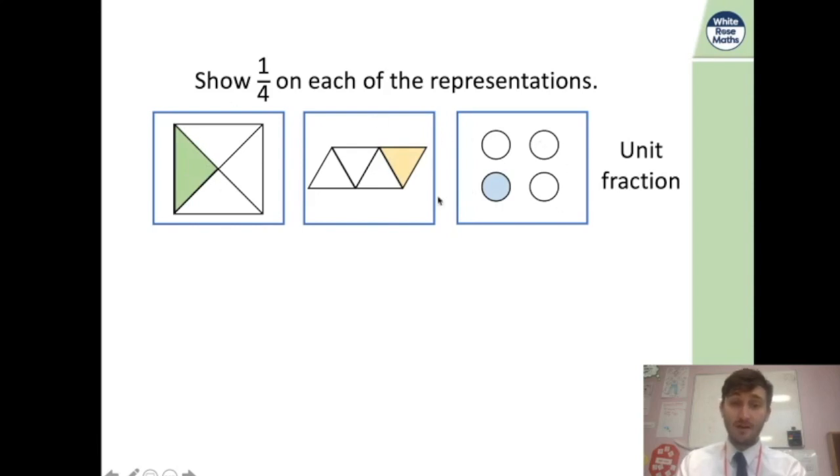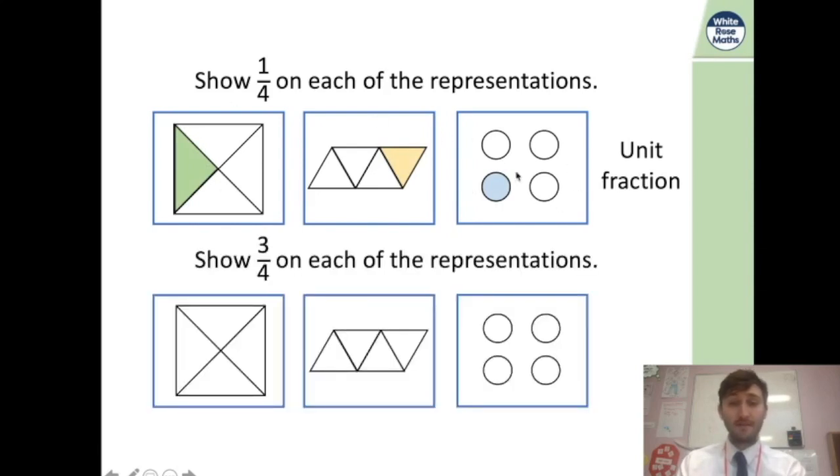And these are all unit fractions. So now, can you show me 3/4 on each of the representations? You might want to draw these again and shade in 3/4. Pause the video and give it a go.